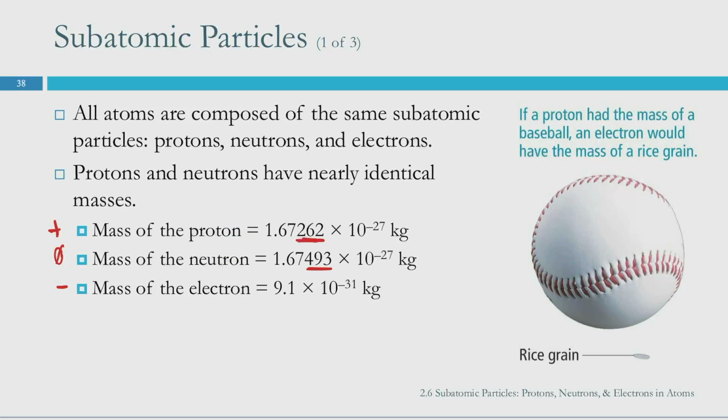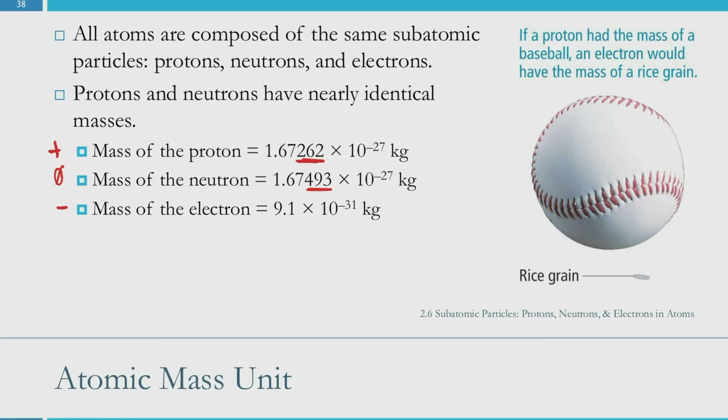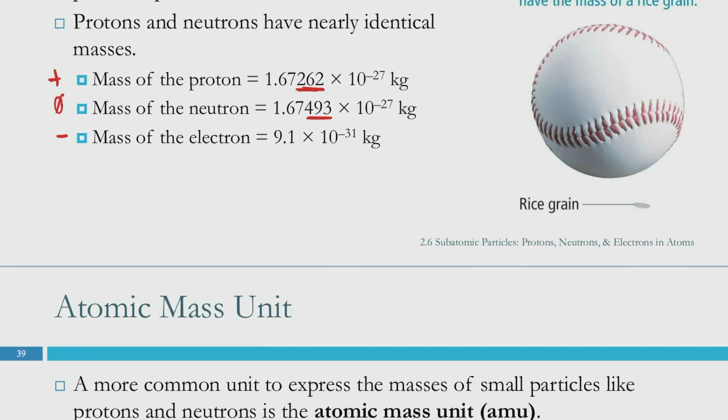Our book likes this example: if the proton has the mass of a baseball, then the electron would have the mass of a grain of rice. There's a more upscaled version that I discovered. If the electron is a watermelon, then the proton is a semi-truck. I think that's a little more fun because they're big, and you can imagine them being very painful if they hit you. I wouldn't want to get hit by a watermelon, but I definitely wouldn't want to get hit by a semi-truck. Hopefully you don't either.